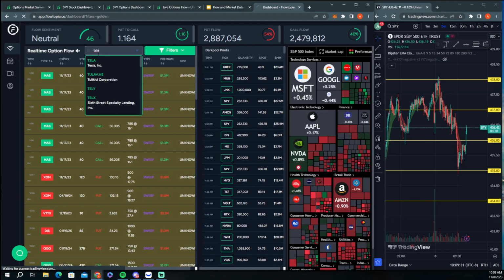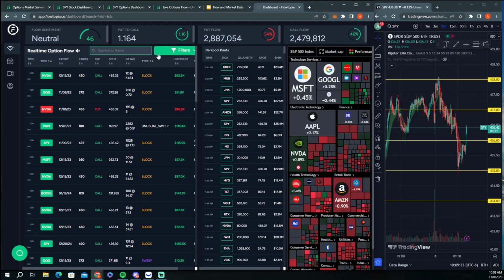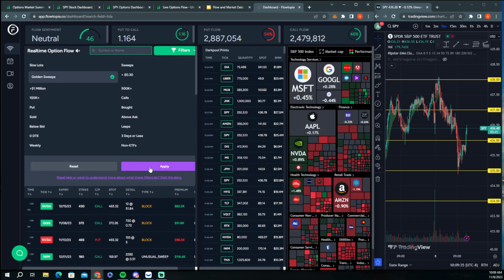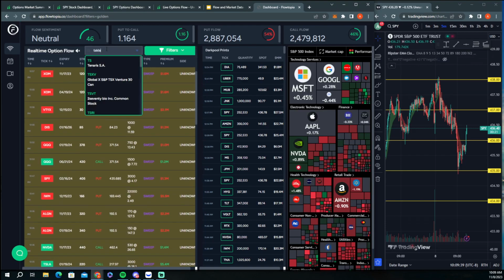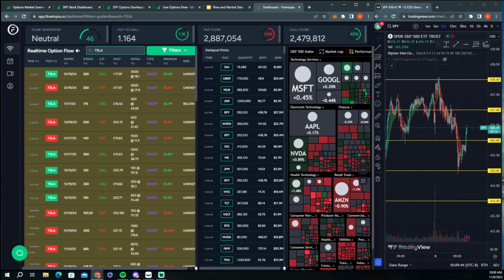Oops. I think you're supposed to do the filter and then put in the thing if it's going to work. Maybe it's not working right now. I don't know why it's not working. Hold on. Tesla, click. Okay, there we go.